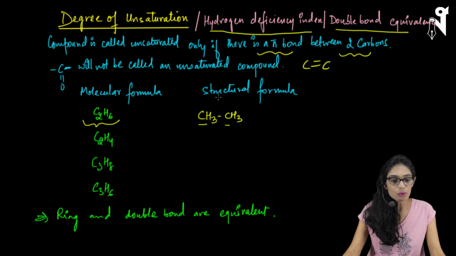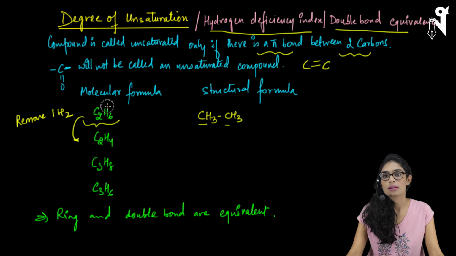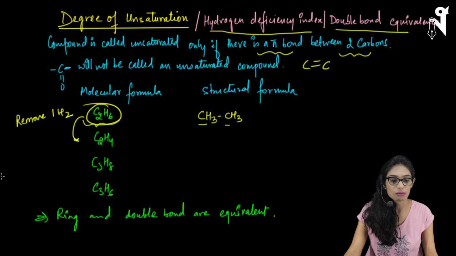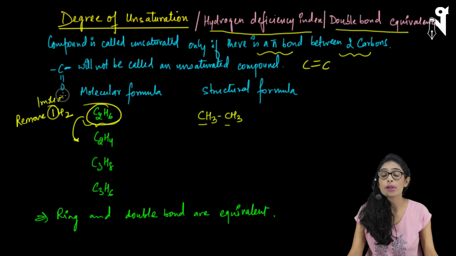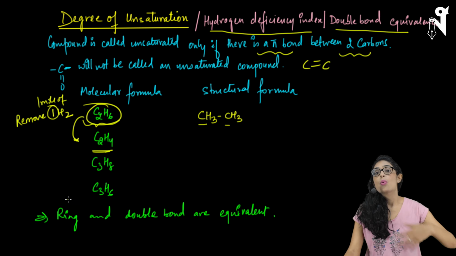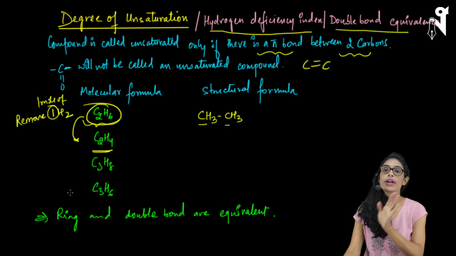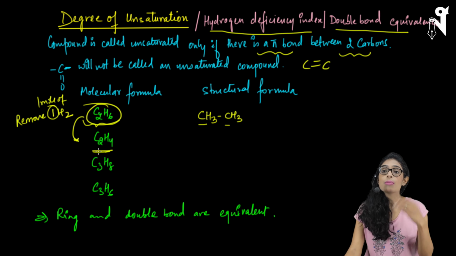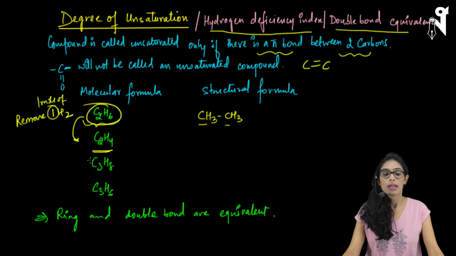Now, if I remove one H2 from this molecule, C2H6, that means if I remove 1 mole of H2, then the molecule will become C2H4, isn't it? If I have 1 mole of C2H6, and I remove 1 mole of H2 from it, what I'll get is C2H4. So what exactly has happened? The number of hydrogens is lesser, right? And the number of carbons has not changed. The number of carbons is still the same.